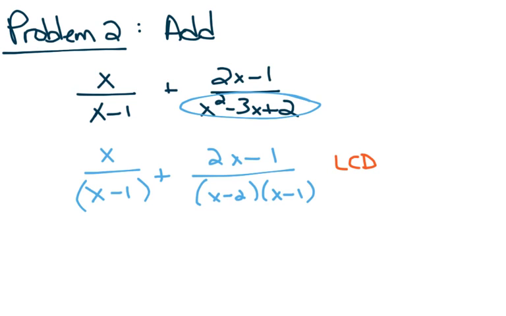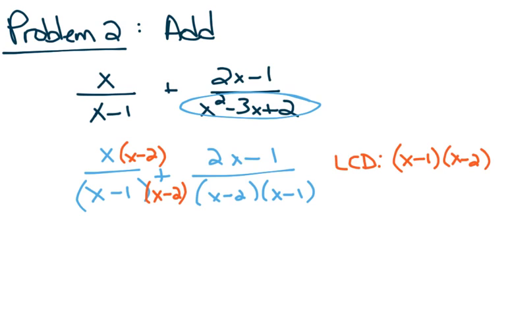The least common denominator is the biggest exponent of all the factors. Well, the first fraction has a factor of x minus 1, as does the second fraction. And the biggest exponent of either of them is 1. The second fraction also has a factor of x minus 2. That means the least common denominator is x minus 1, x minus 2. I want both fractions to have that denominator. Well, the second fraction already has that denominator, but the first fraction is missing an x minus 2. So I'm going to tack on an x minus 2 to both the numerator and denominator.